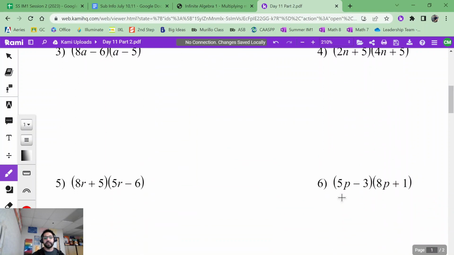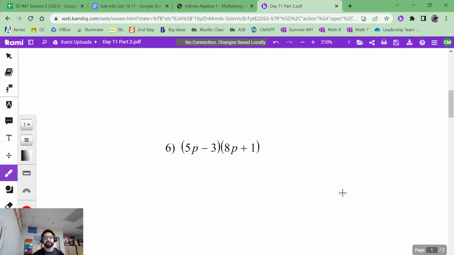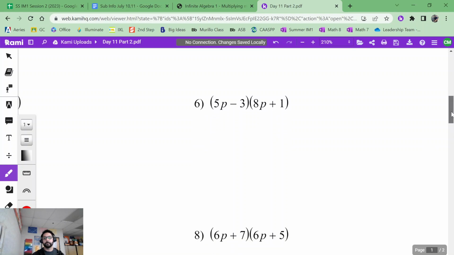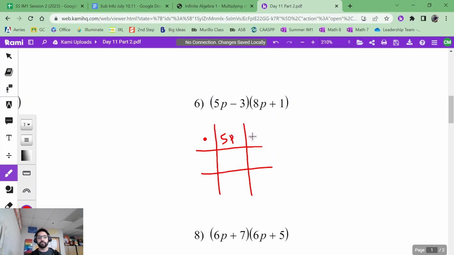So let's try another one. Let's try number 6. Again, we're going to set it up with a tic-tac-toe box. Little dot there reminds us to multiply. The first parentheses, called a binomial, is going to go at the top. So that's 5p and bring down the -3. And then the second is going to be 8p and +1.